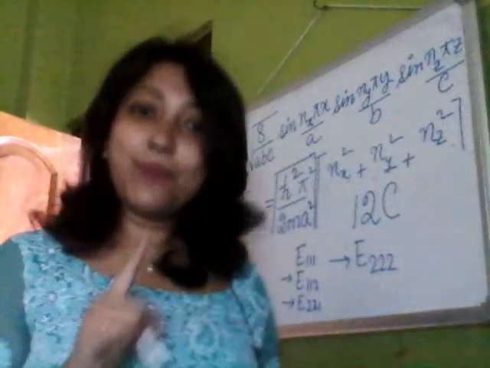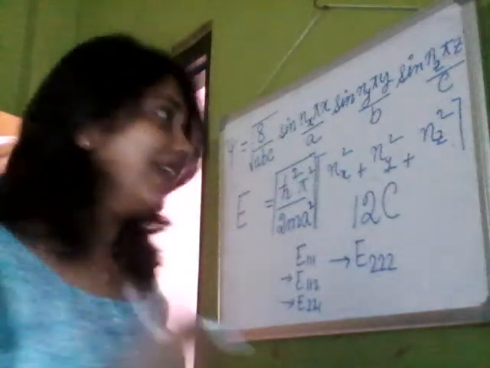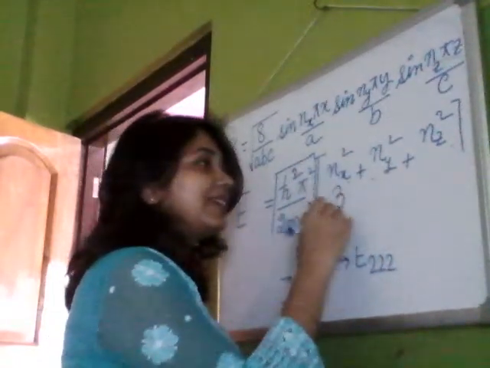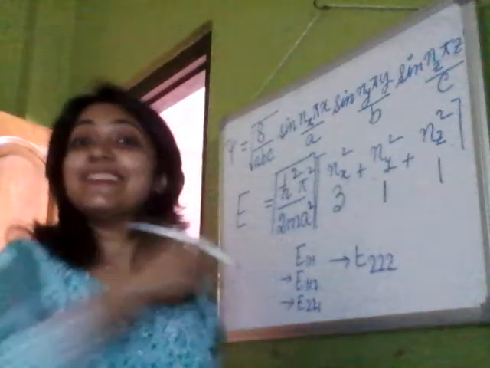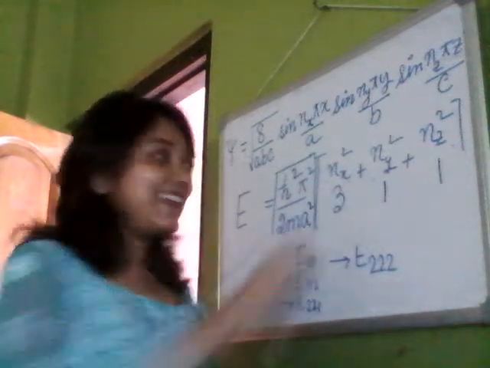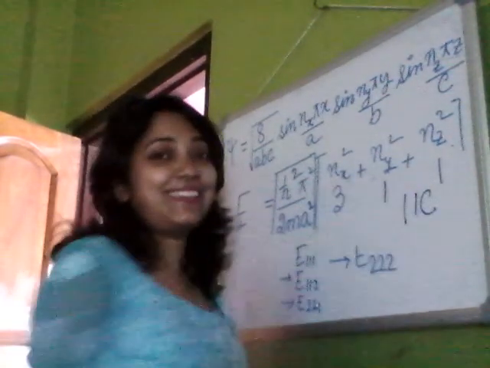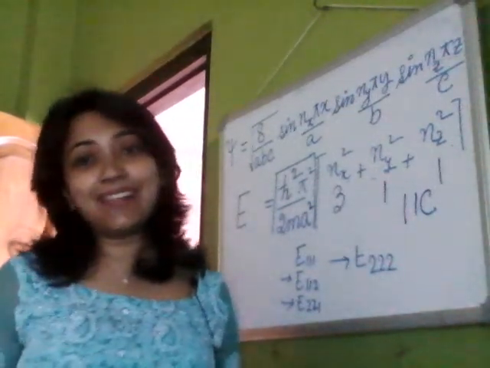However, children, now please consider the situation where, say, nx is 3, this is 1, and this is 1. What will be the value of energy? 9 plus 1 plus 1, it is going to be 11C. So see, it's not 2, 2, 2, which is the third excited level.